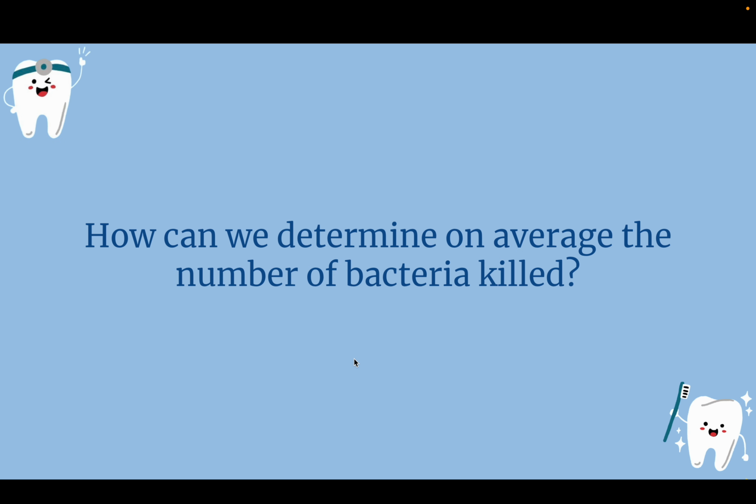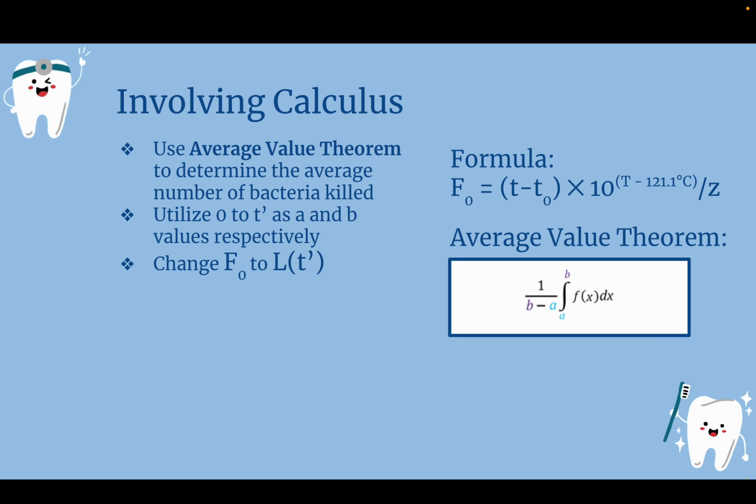Here are my notes. So how can we determine on average the number of bacteria being killed? So we can use the average value theorem. The average value theorem is just an application of integrals, but it basically will help us determine the average number of bacteria being killed. And we will be using the same values as we did with the integration problem, except the only difference is that with the average value theorem and its formula, we're going to use 0 to t prime as our a and b values respectively.